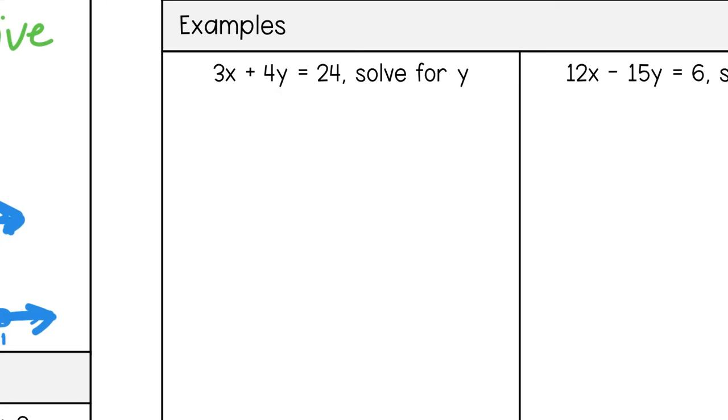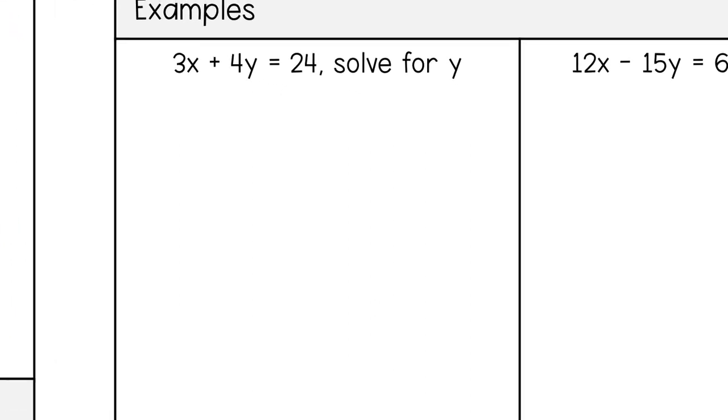So first one, 3x plus 4y is equal to 24. Solve for y. So that lets me know that I'm done when the y is by itself. So I want to start by subtracting the 3x from both sides. So that leaves me with 4y is equal to -3x plus 24. So this one has an x and this one doesn't. That's why I couldn't put them together. And I know that 24 doesn't have anything in front, but that means it's positive.